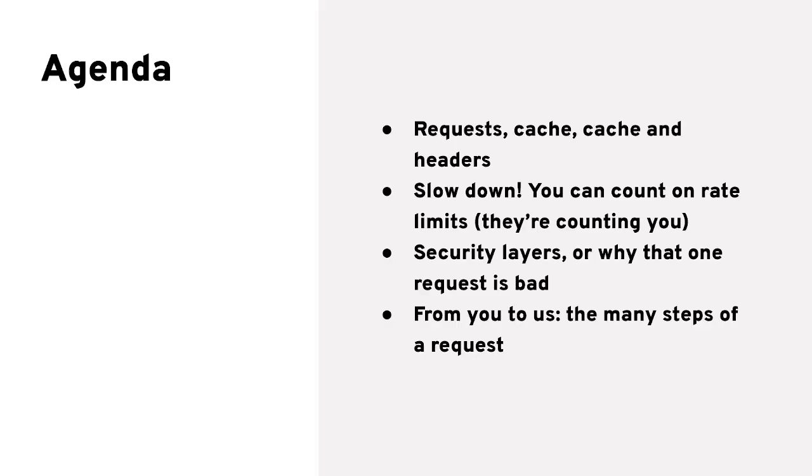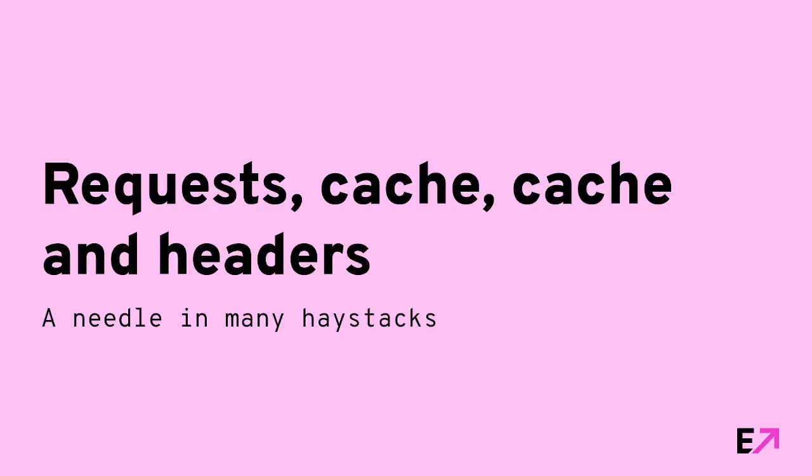Today, we'll discuss the requests, the cache, and the headers, rate limiting, and what we count, the security layers that protect the origin from bad requests, and then we'll show you the many steps of a request from the user to your container on Platform.sh or Upsun. So we'll start with the requests, the cache, and the headers.